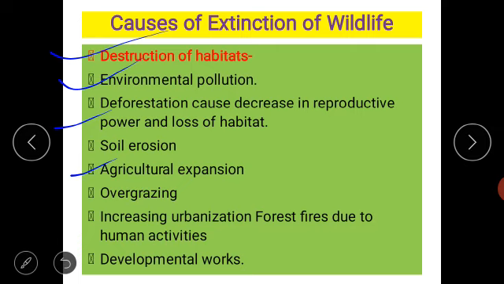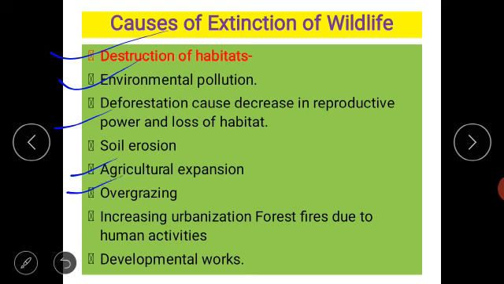Agricultural expansion. As the human population is increasing, there is an increasing need of food, and to fulfill the need of food, we need more and more agriculture. For agriculture, we need land, and to make land available, forests are cut down, and if forests are cut down, then there is a total imbalance of the ecosystem.